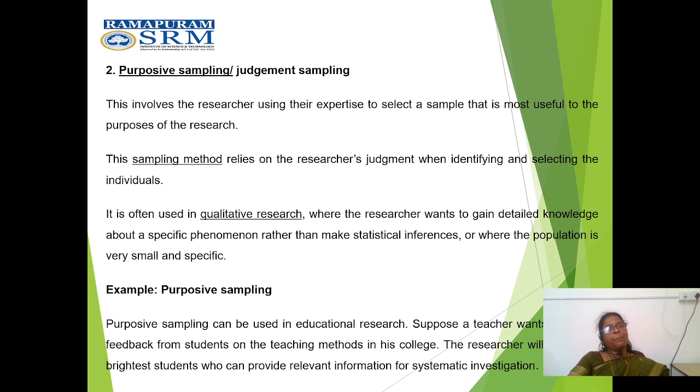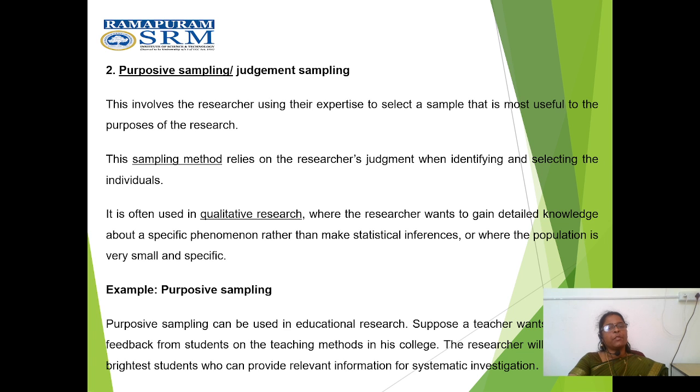Second one, purposive or judgment sampling. This involves the researcher using their expertise to select a sample that is most useful to the purposes of the research. This sampling method relies on the researcher's judgment when identifying and selecting the individuals.